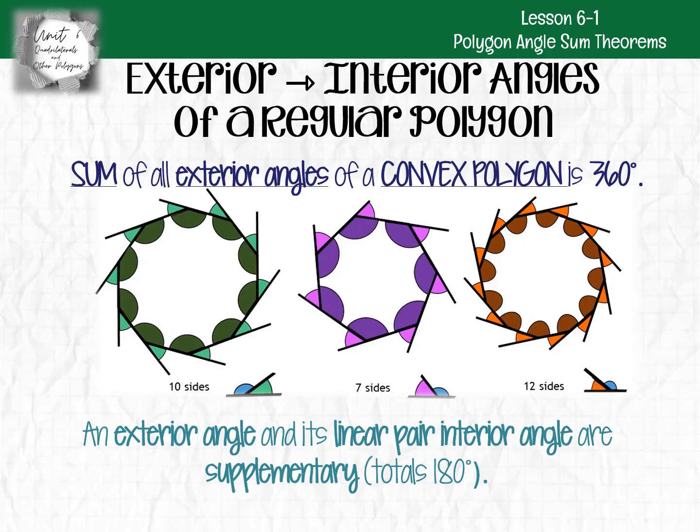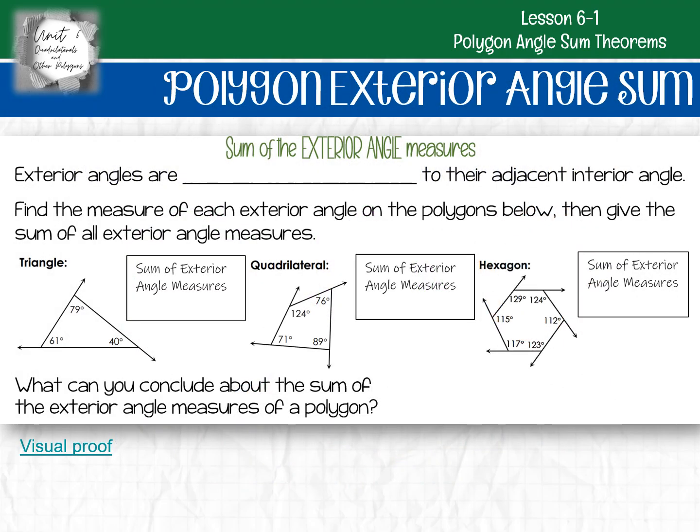The sum of all exterior angles of a convex polygon is 360 degrees, but an exterior angle and its linear pair interior angle, linear pair, big clue, everything from day one's fair game. Linear pair forms supplementary angles. They total 180 degrees. So this can help us with a little shortcut later on to help us find some of the exterior angle measures. Exterior angles are supplementary to their adjacent interior angles.